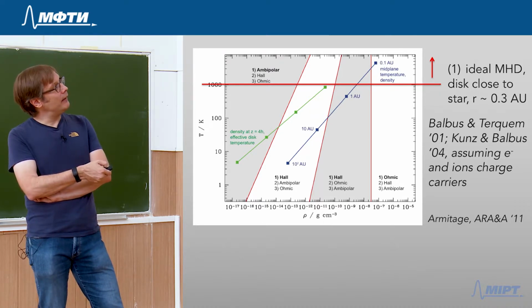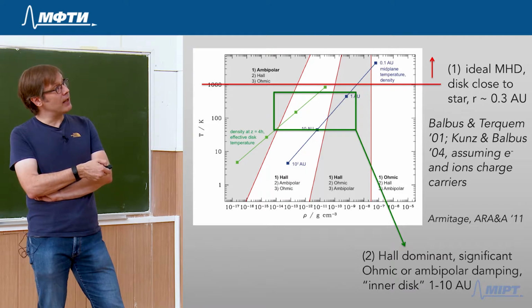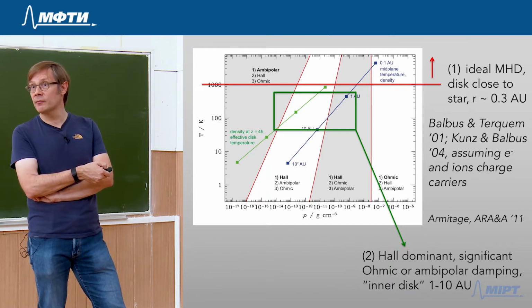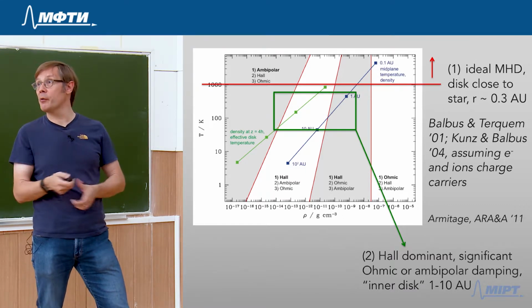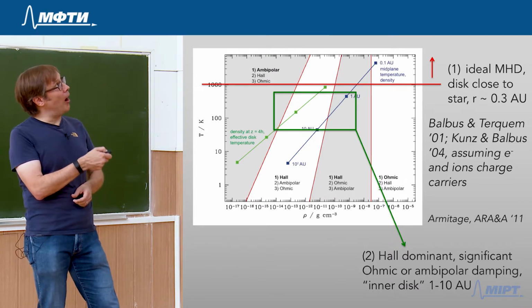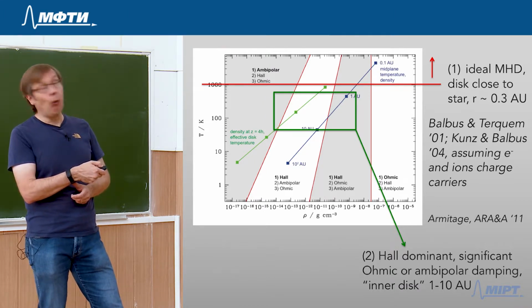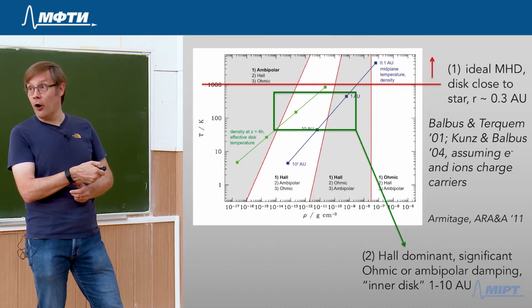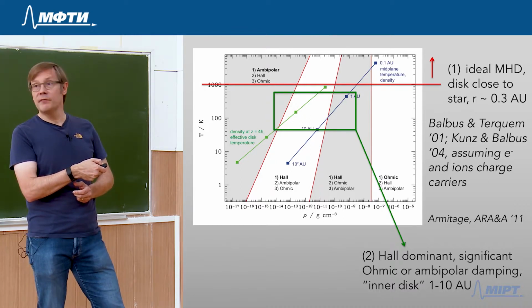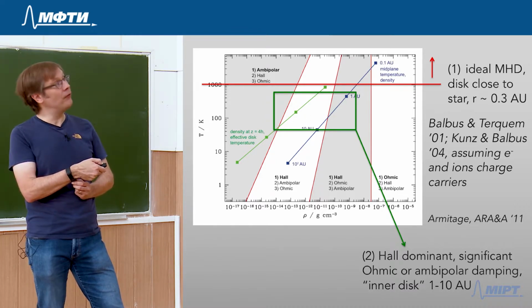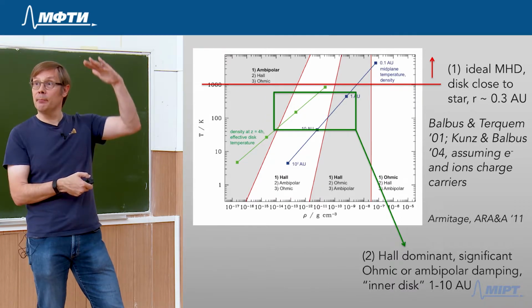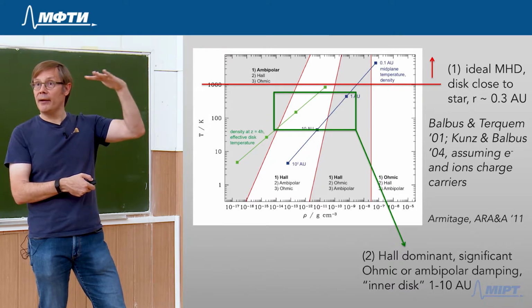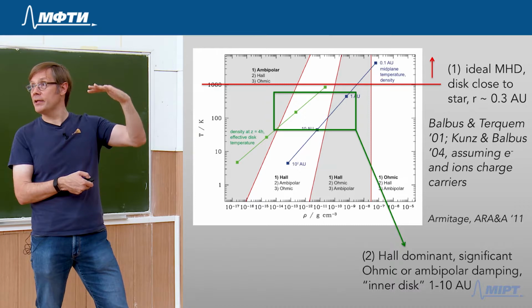If we're, let's say, what we might describe as the inner disk, so 1 to 10 AU scales, so the main area where we would be forming planets, we're in a part of parameter space where the Hall term is strong. Ohmic diffusion is also important, and ambipolar damping is important not in the midplane, but at high distances in the disk atmosphere.